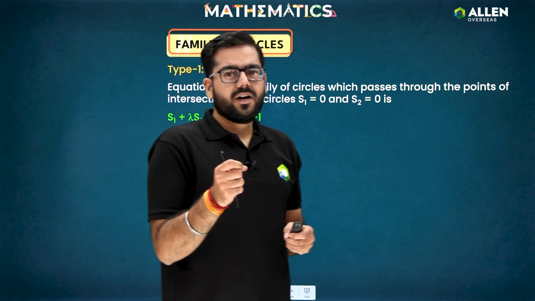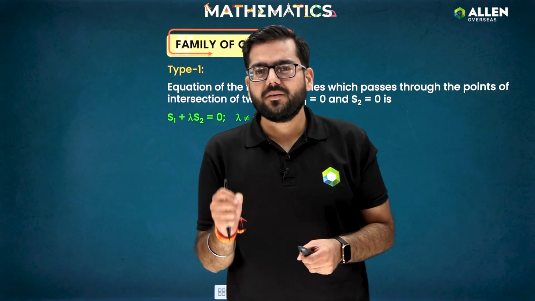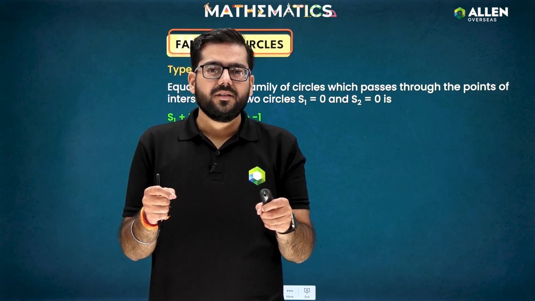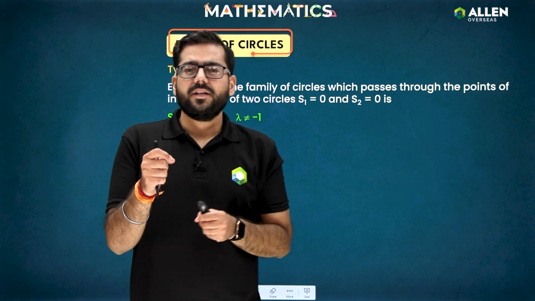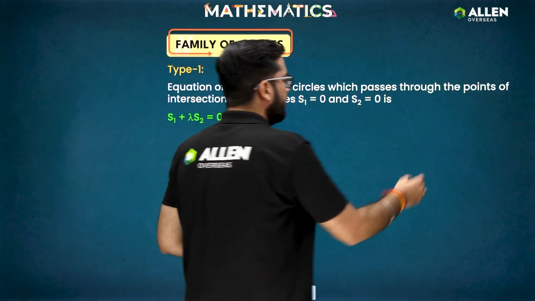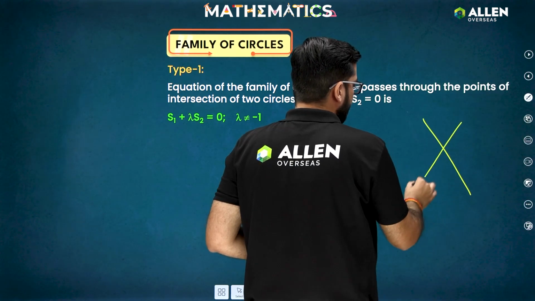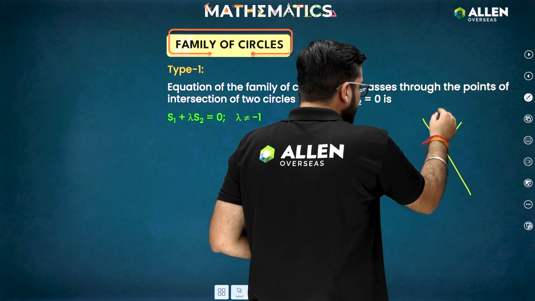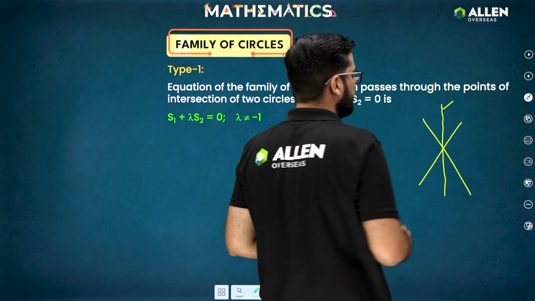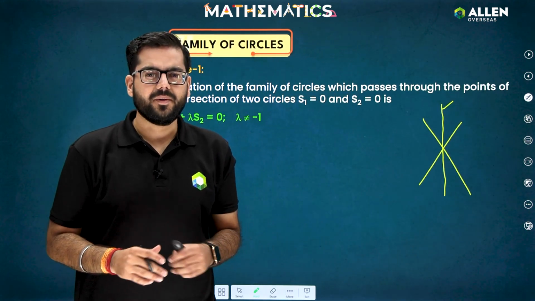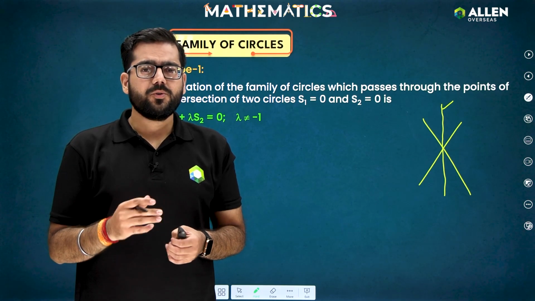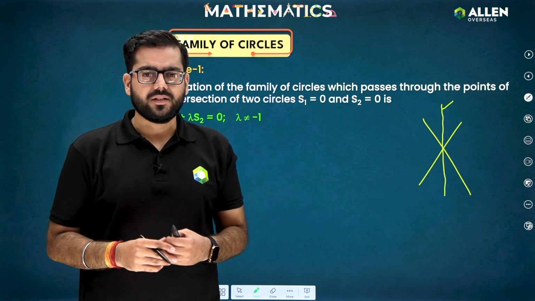Obviously we are going to start circle, which means you have already covered the straight line, in which you have learned about the family of lines. On behalf of the family, we always have two lines, something like this. Now from the intersecting point of these two lines we have one more line which is passing through, and this is the concept of family of lines. I am going to extend the same concept to circles.